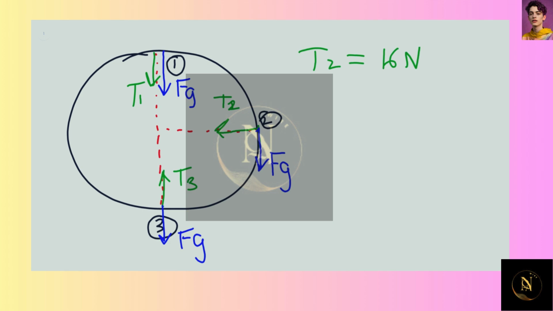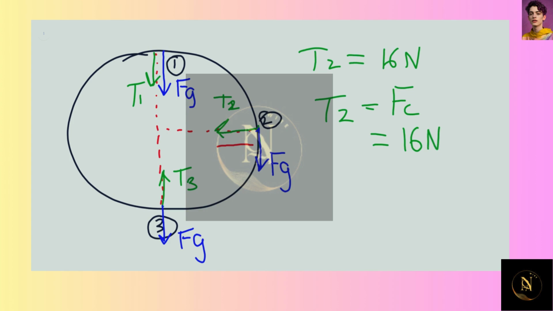Let's look at the free body diagram, specifically at point 2. We can see that the only force pointing towards the center of our motion here is T2 itself. Fg is pointing straight downward and has no effect on the centripetal motion at all. That means that T2 must be equal to Fc. So we have a value for our centripetal force now.